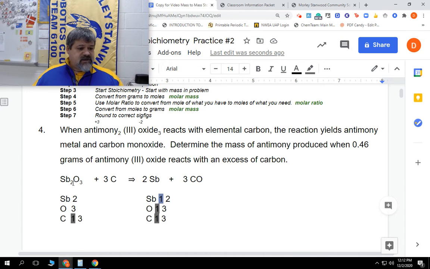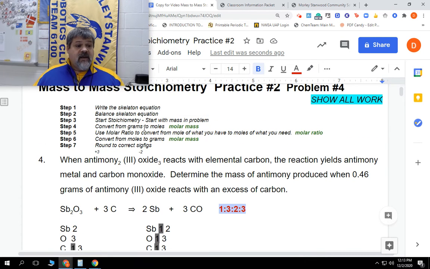Let's double check. 2 antimony here, 2 antimony there. 3 oxygen here, 3 oxygen there. 3 carbon here, 3 carbon there. Looks like it's good. So what is our molar ratio? It's going to be 1 to 3 to 2 to 3. Okay, and again, I like to go ahead and change that so we know what it is. And then we always ask ourselves, can I reduce that? Well, because I have the 1 in there, we can't reduce it. So there's our balanced chemical equation.